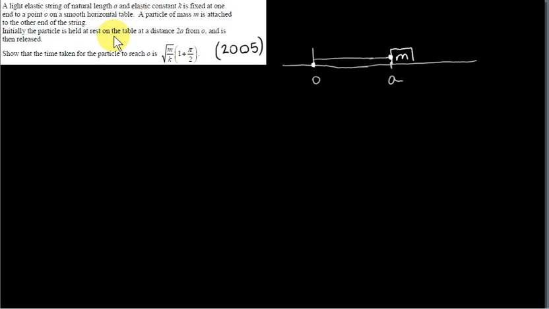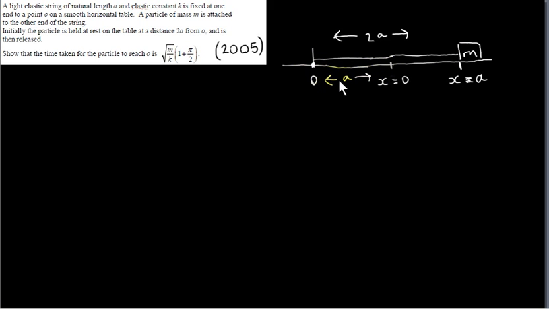Initially, the particle is held at rest on the table at a distance 2a from O and is then released. So the particle has been displaced a distance a to the right from its equilibrium position. So now the length of the string is 2a. This distance here from O to this point is a, as we've seen already. So the point O corresponds to x equals minus a.